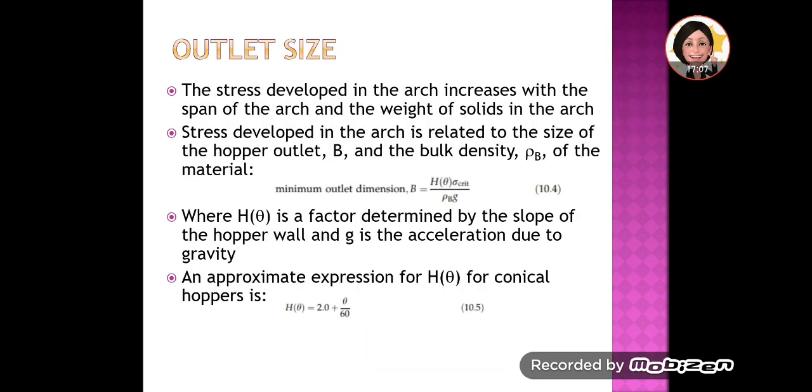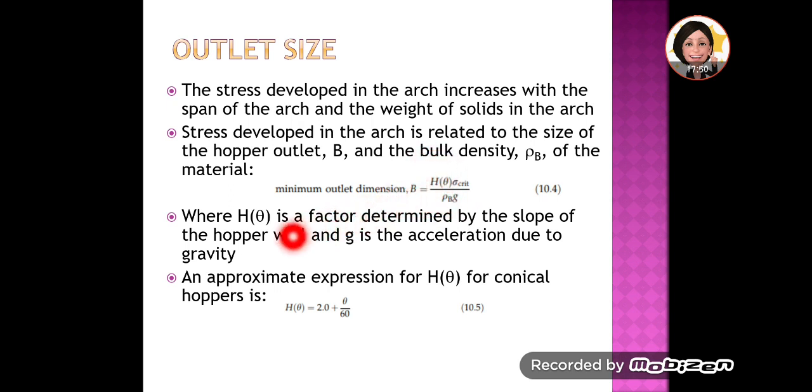The third big question in the hopper design is outlet size. So the stress developed in the arch is related to the size of the hopper outlet, which is termed as B, and the bulk density of the powder. So a minimum outlet dimension of the hopper is defined by this equation, and the parameters are, if you can see, there is a sigma critical, and then there is a gravitational flow, and then there is density of particles, as well as h theta.